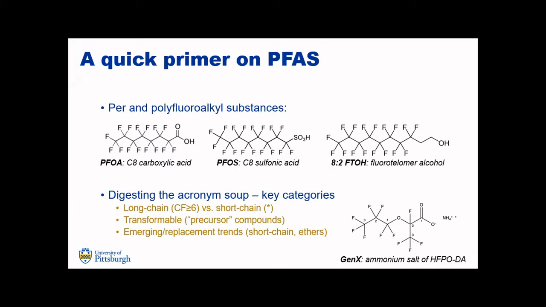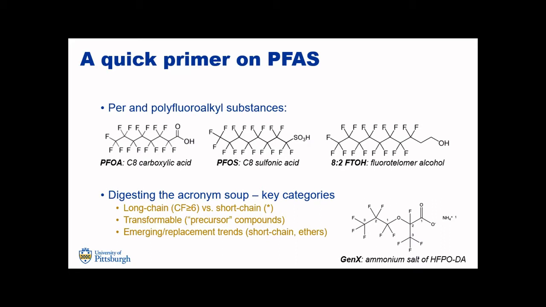The perfluorinated ones are the ones where the alkyl chain is completely fluorinated. The polyfluorinated ones still have some carbon-hydrogen bonds available. Here are three prototypical PFAS. PFOA and PFOS are the two most well-studied and well-known chemicals. PFOA is what's called a C8 carboxylic acid. PFOS is a C8 sulfonic acid. The main difference between them, aside from the acid head groups, is that the C8 sulfonate has 8 fluorinated carbons. The C8 carboxylate has only 7 perfluorinated carbons, and that tends to affect their properties. So the degree of fluorination matters.